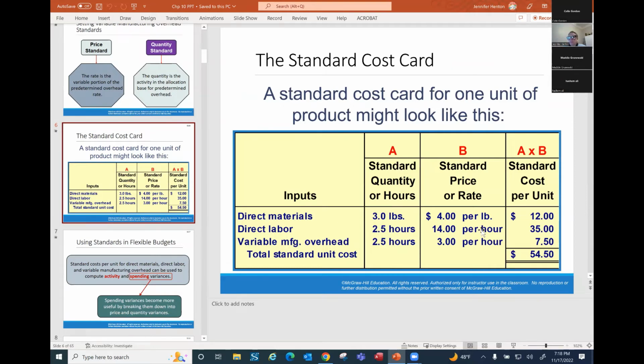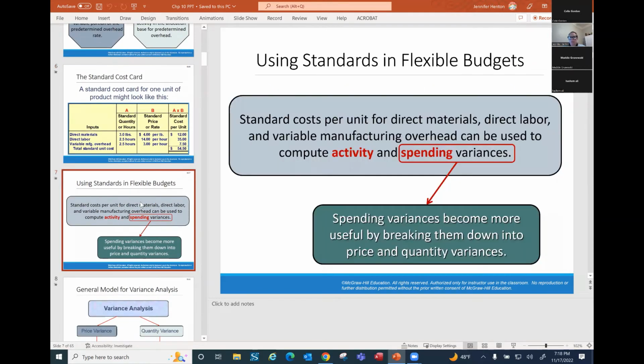I'm looking at my hours times the rate, coming up with the total rate per unit. And I do the same thing for manufacturing overhead. And then I get my total cost for a product. That would be my standard cost. Okay, so that's just those estimated prices and rates, or those estimated hours or quantities.